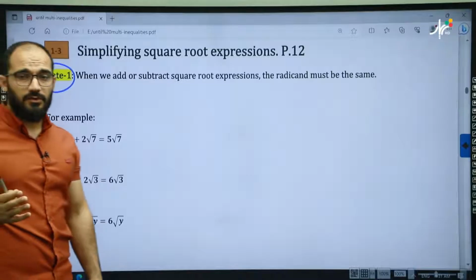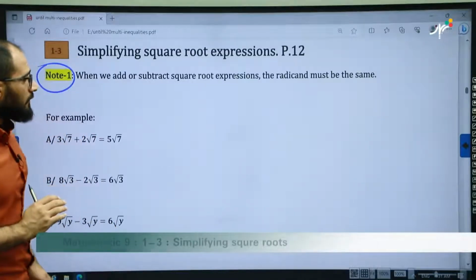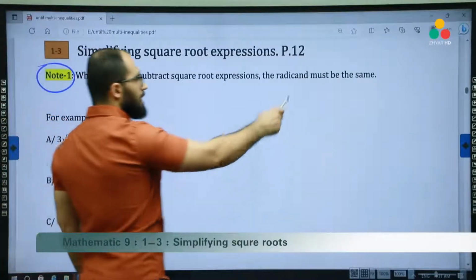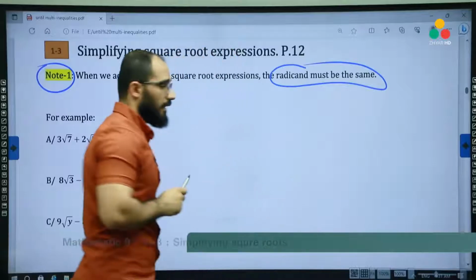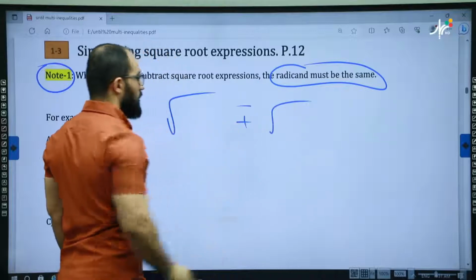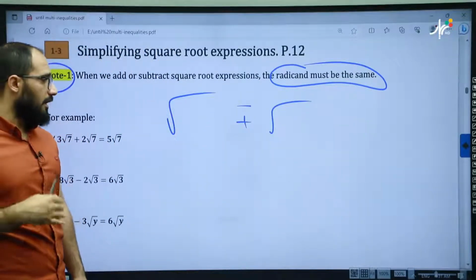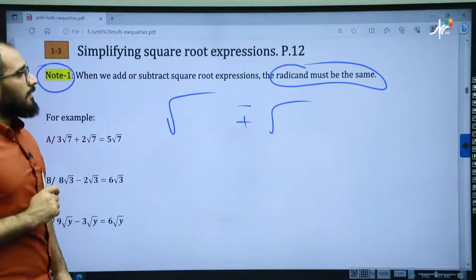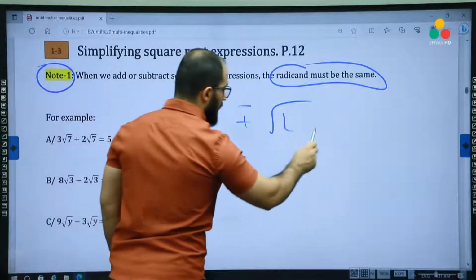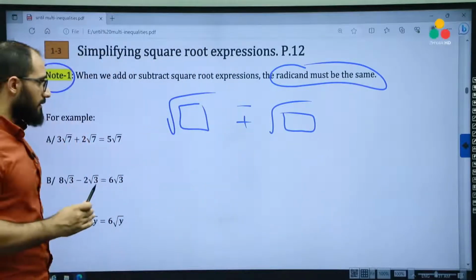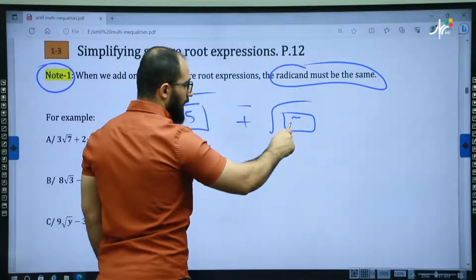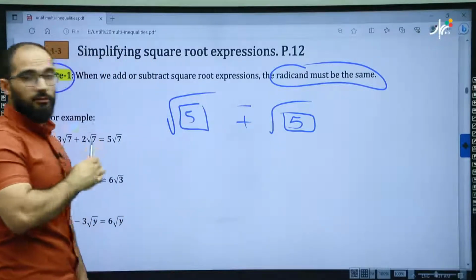When you want to add or subtract square roots, there is an important rule you have to know. It says when we add or subtract square root expressions, the radicand must be the same. What does it mean? It means when you have two square roots and you want to add or subtract them, plus or minus, the radicands, the number that we have here, must be the same. For example, if we have square root of 5, then we have to have the square root of 5, then we can add it.